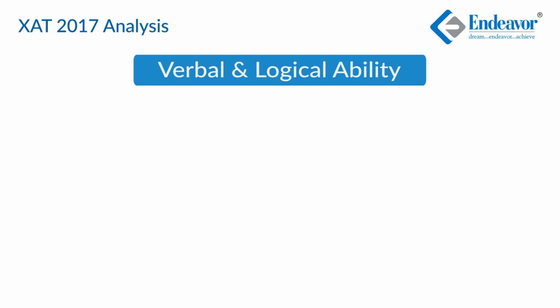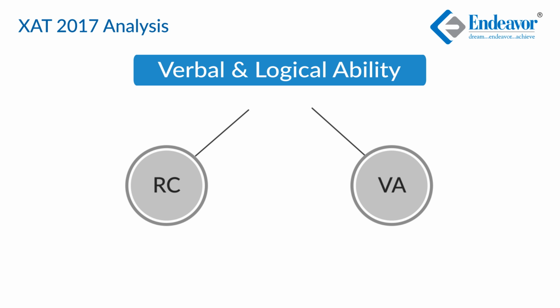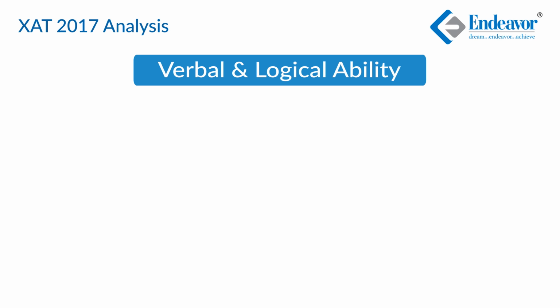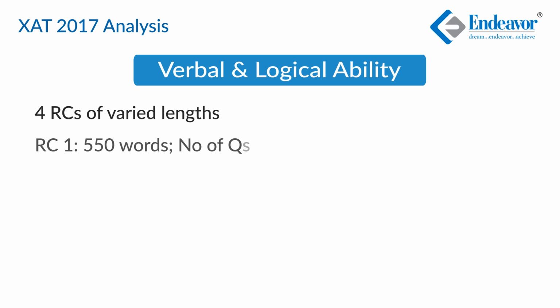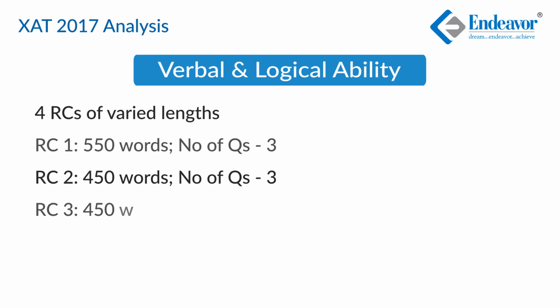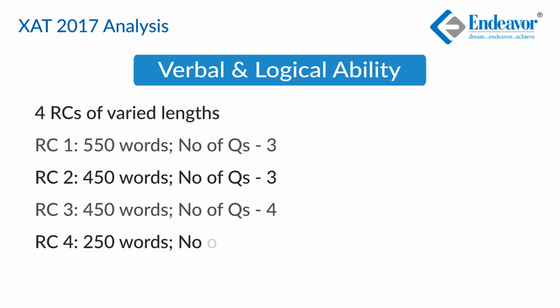The verbal and logical ability section of 24 questions can be divided into 2 logical parts. One is reading comprehension, the other is verbal ability based questions. As far as the reading comprehension questions are concerned, there were 4 RCs of really varied lengths. There was an RC which had 550 words, followed by 3 questions. There were 2 RCs of 450 words each, which had 3 and 4 questions respectively. And there was a paragraph based RC which was hardly 250 words, followed by 2 questions.